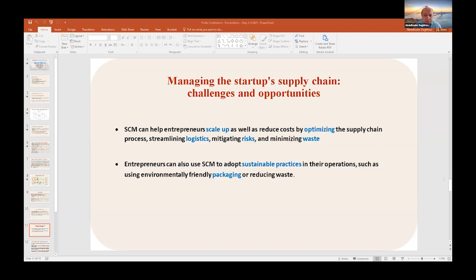Another way that supply chain can contribute to entrepreneurship and to startups is to help them perform a better, more successful scale-up by reducing costs, optimizing the process, streamlining logistics, mitigating risk, and minimizing waste, as well as sustainable practices, such as, for example, better packaging, environmentally friendly packaging.